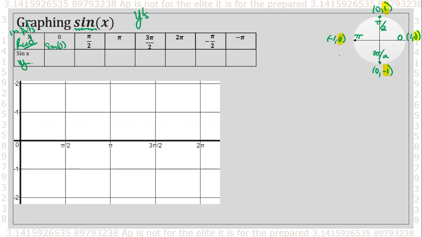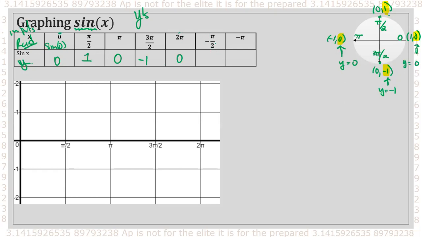So sine of 0, we get to see it. Sine of 0 gave me 0. Sine of 90 degrees gave me 1. Sine of pi, the y value is 0. Sine of 3 pi over 2, my y value is -1. At 2 pi, I'm back at 0, so the y value is 0. And it will always be the same as this one.